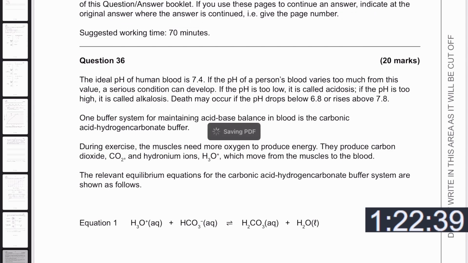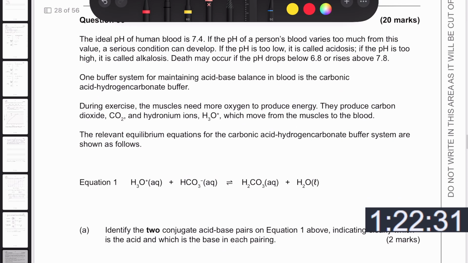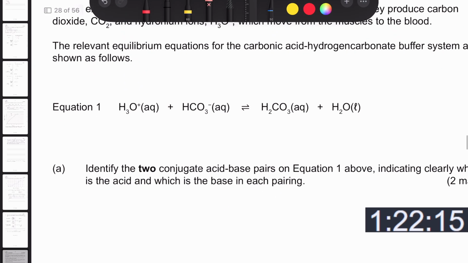One buffer system for maintaining acid-base balance in the blood is the carbonic acid hydrogen carbonate buffer. During exercise, the muscles need more oxygen to produce energy. They produce carbon dioxide and hydronium ions, which move from the muscles to the blood. The relevant equilibrium equations for the carbonic acid and hydrogen carbonate buffer system are shown. Identify the two conjugate acid-base pairs and clearly state which is the acid and which is the base.